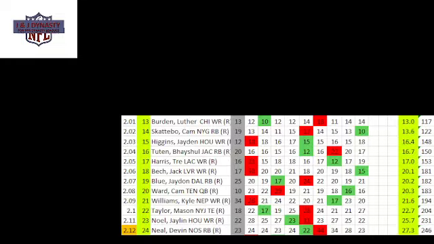So let's get into the second round here. On average here, we're talking about Burton, Egbuka, Higgins, Tuten, Harris, Bech, Blue, Ward, Kyle Williams, Mason Taylor, and Neal. So that's kind of how it went early. And you can see some highs and lows.